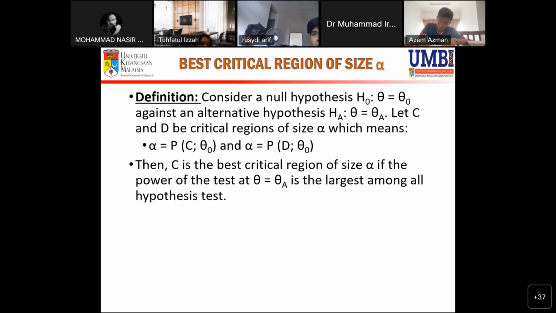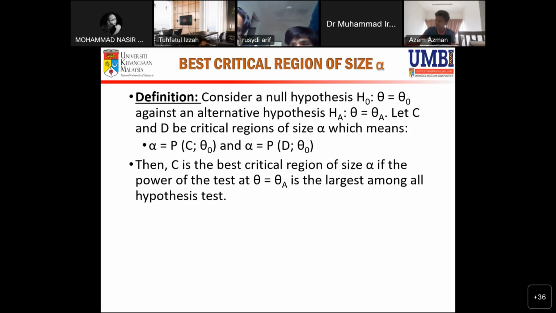Okay, now let's move to the best critical region of size alpha. So we start again with a simple definition. Consider a null hypothesis H0 where the parameter theta is equal to some value theta naught, against an alternative hypothesis where theta is equal to some theta alternative, some other value besides theta naught. Let C and D be critical regions of size alpha, which means that alpha is equal to the probability of the critical region C under the null hypothesis, and alpha is also equal to the probability of another critical region D, given the null hypothesis as well.